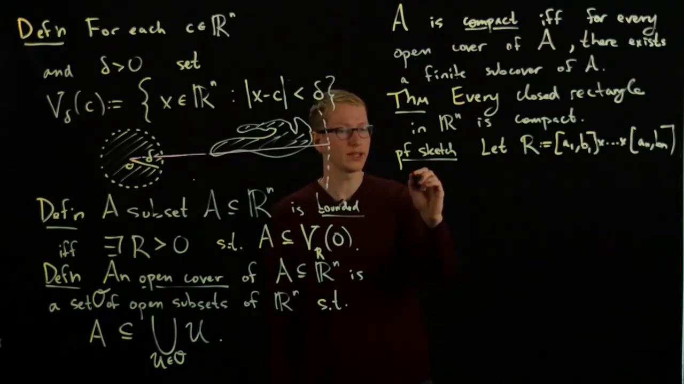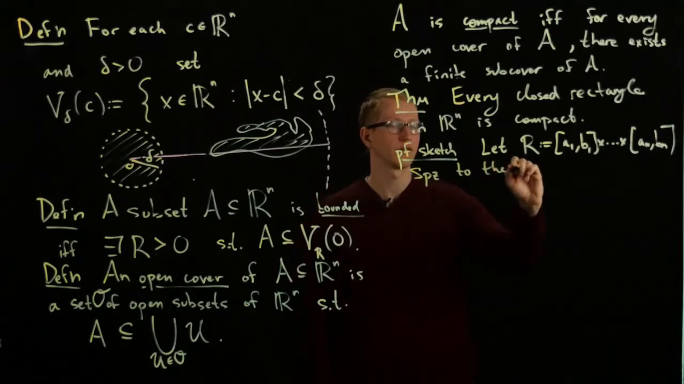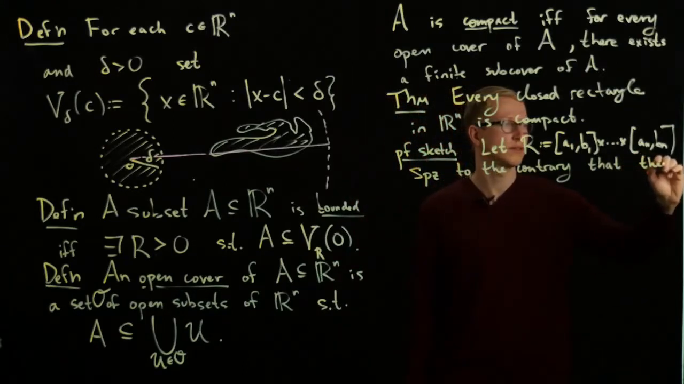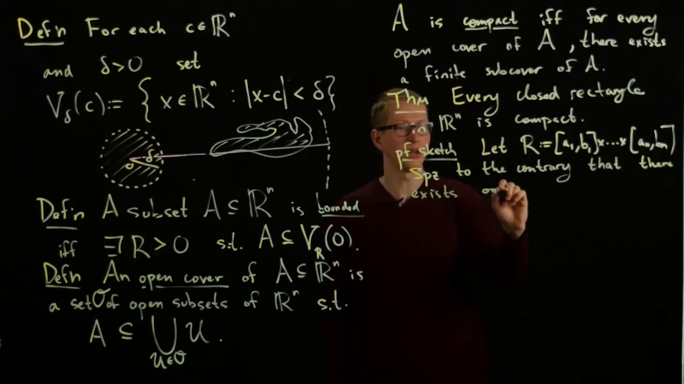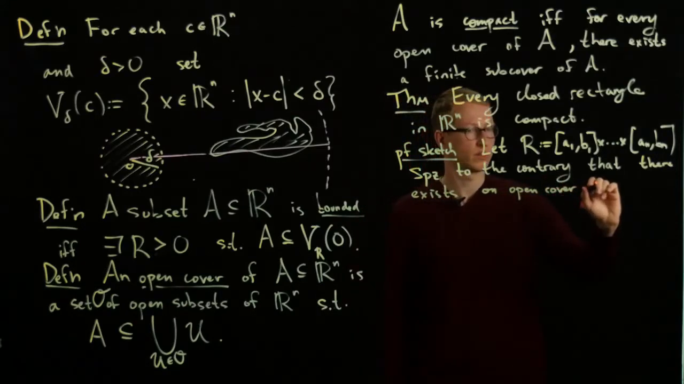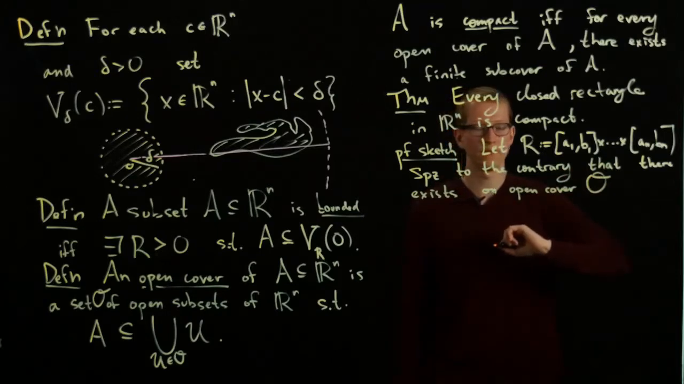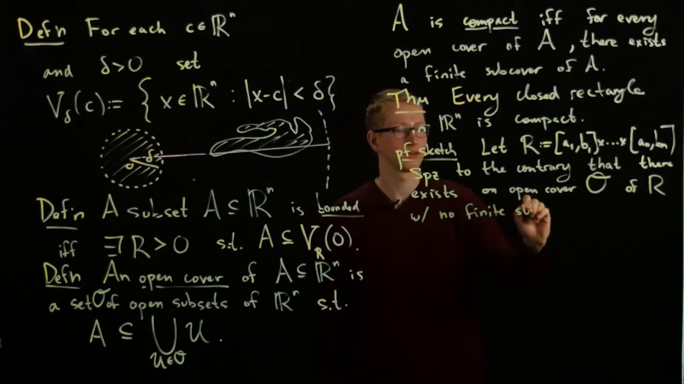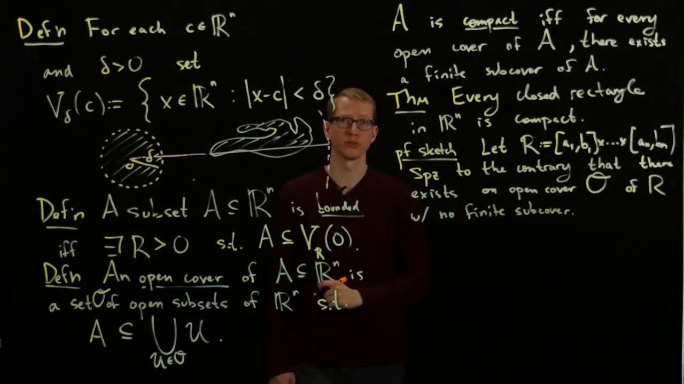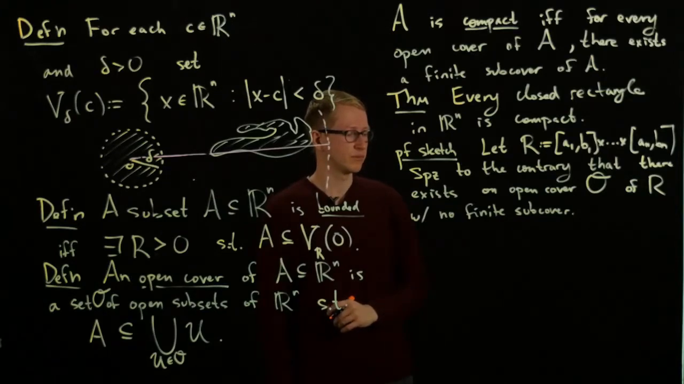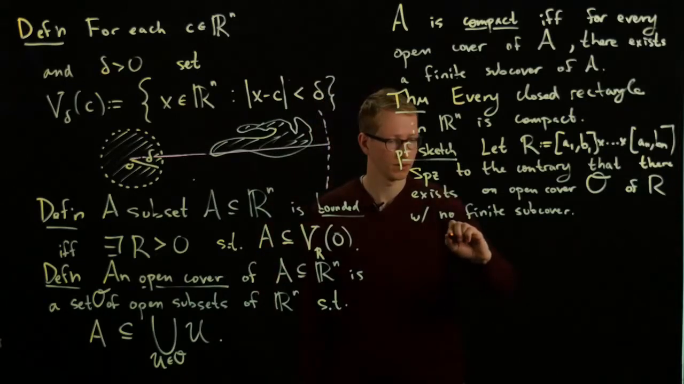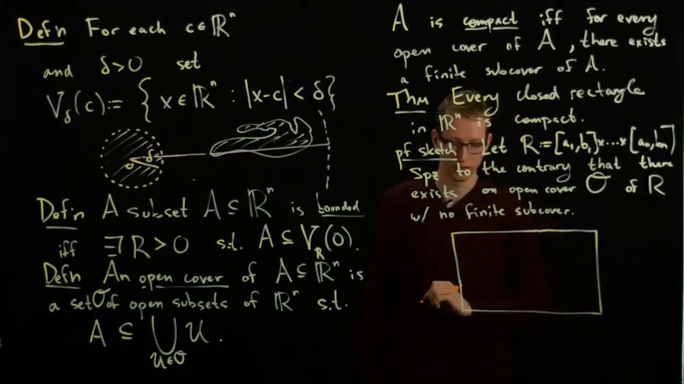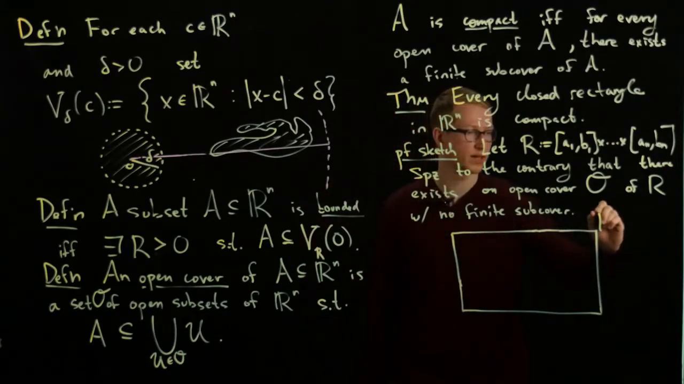And instead of proving it directly, suppose to the contrary that there exists an open cover. Let's call it O. Suppose there exists an open cover O of R with no finite subcover. Suppose something like this were true. Now, let's draw our rectangle. And again, the rest of this proof will just be a sketch. I'll make this rectangle even larger so that I'm forced to not write too much, and just give you the idea instead. So let's say this is our rectangle R.